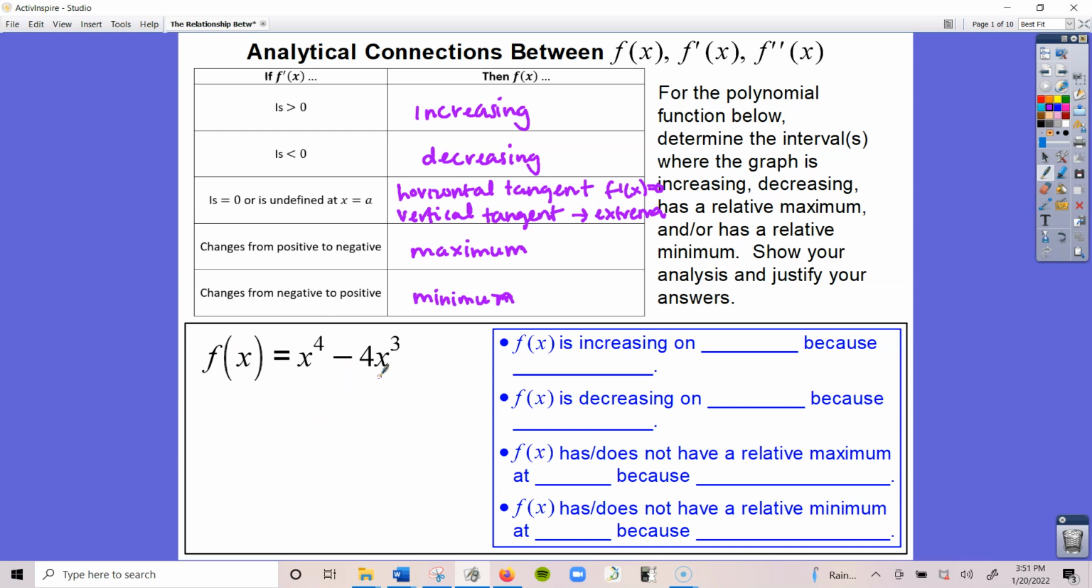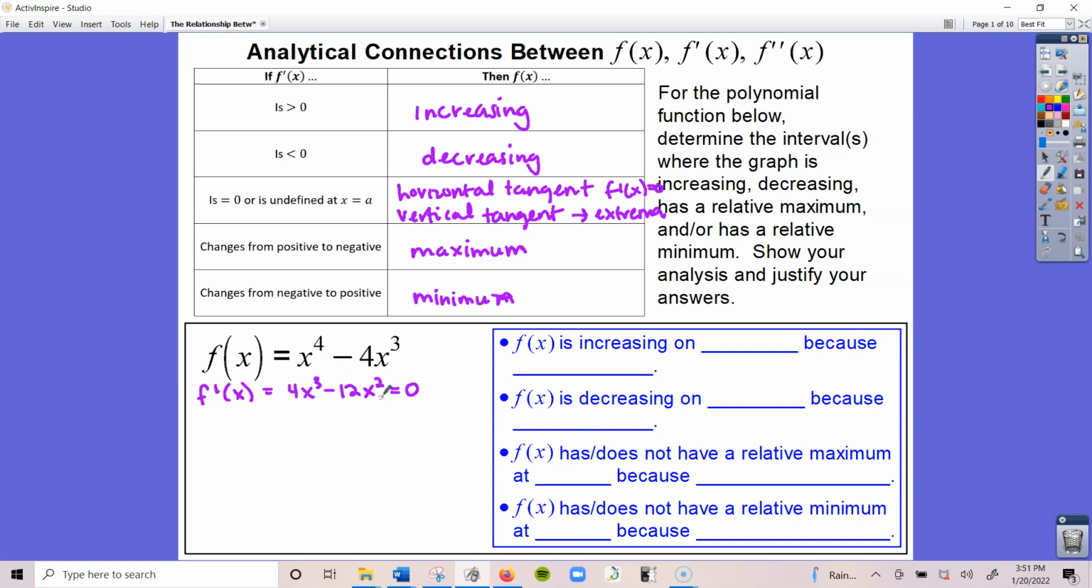Here we have this polynomial. F of x is equal to x to the fourth minus 4x to the third. In order to determine whether it's increasing, decreasing, or has any relative extrema, we're going to take the derivative, which is going to equal 4x to the third minus 12x squared. Then we make it equal to 0, and we find our critical numbers.